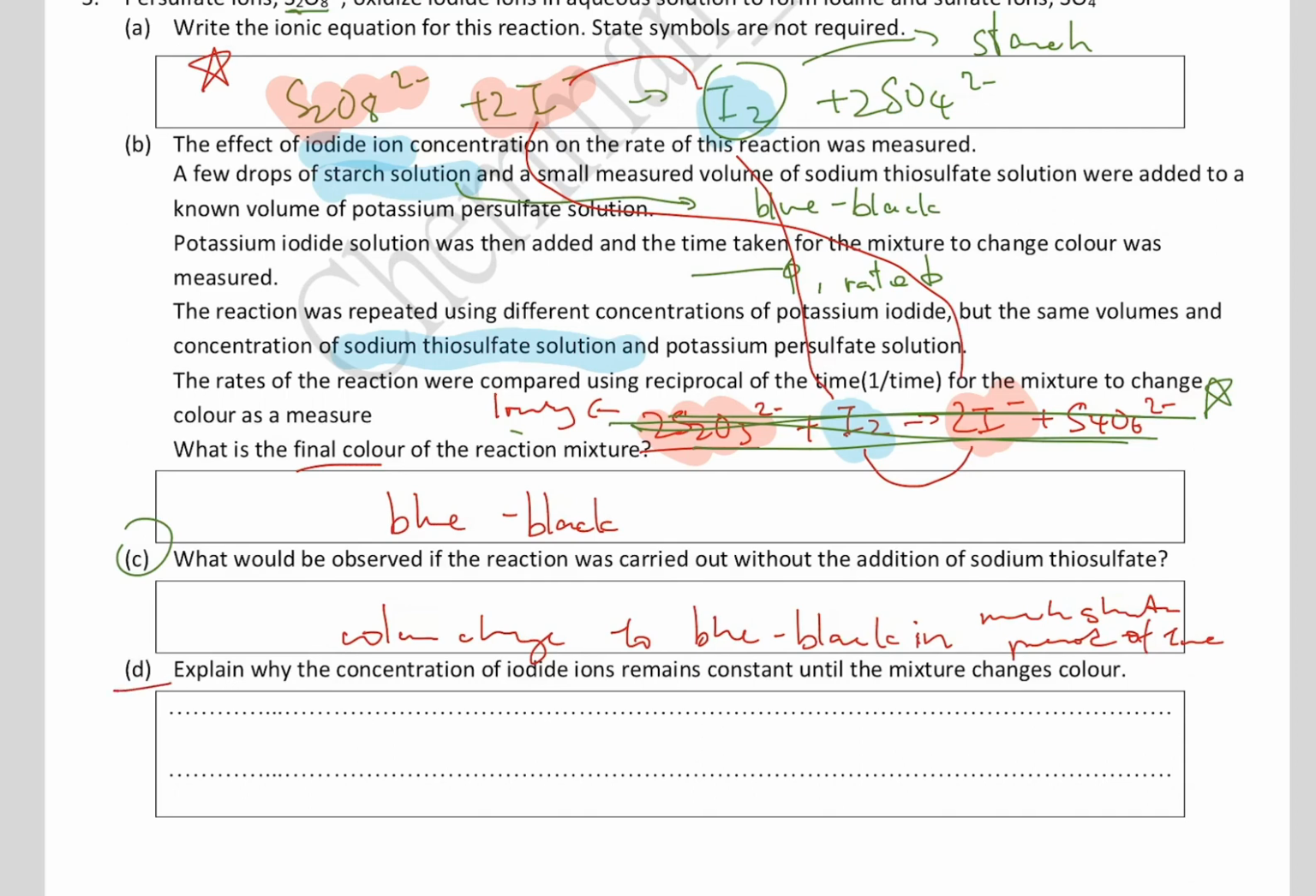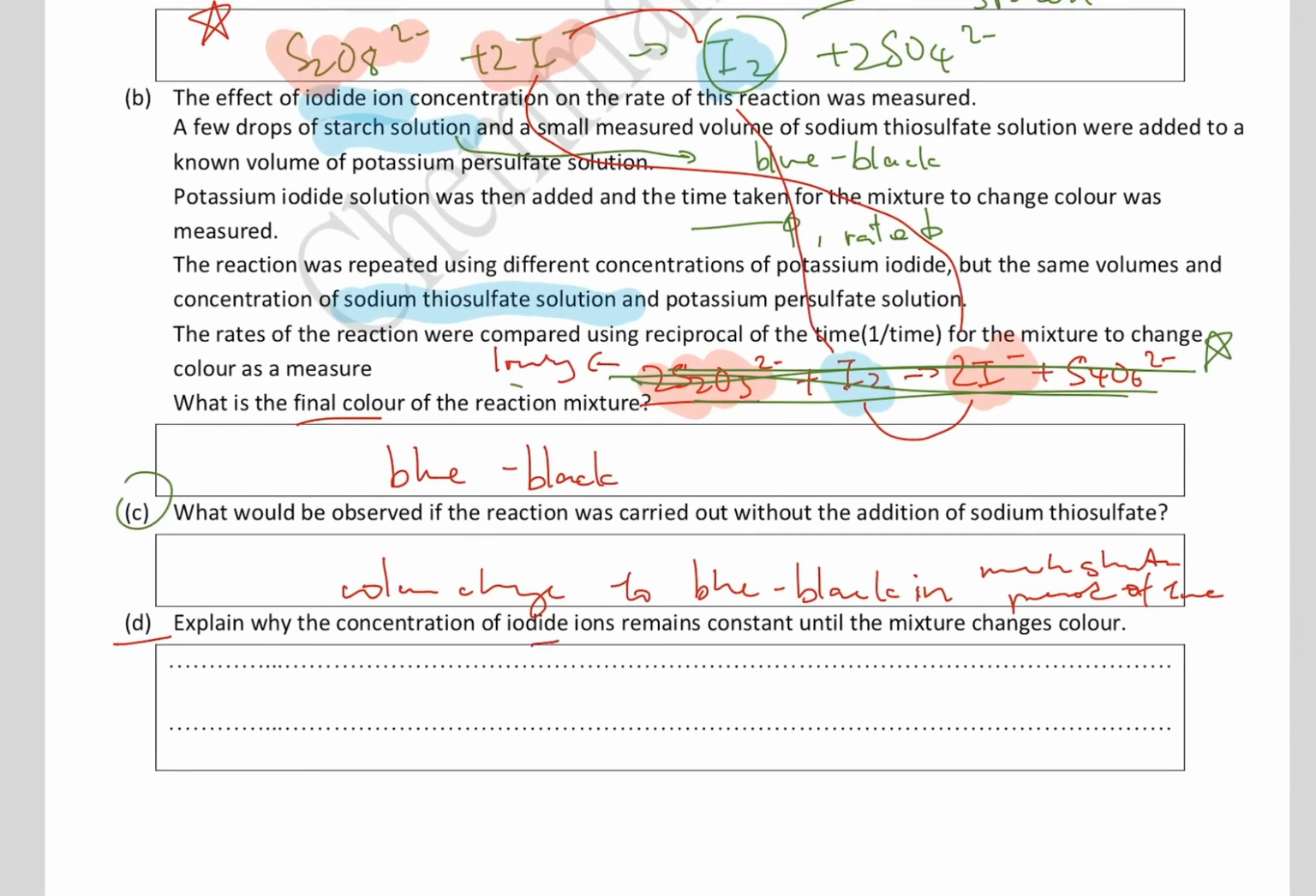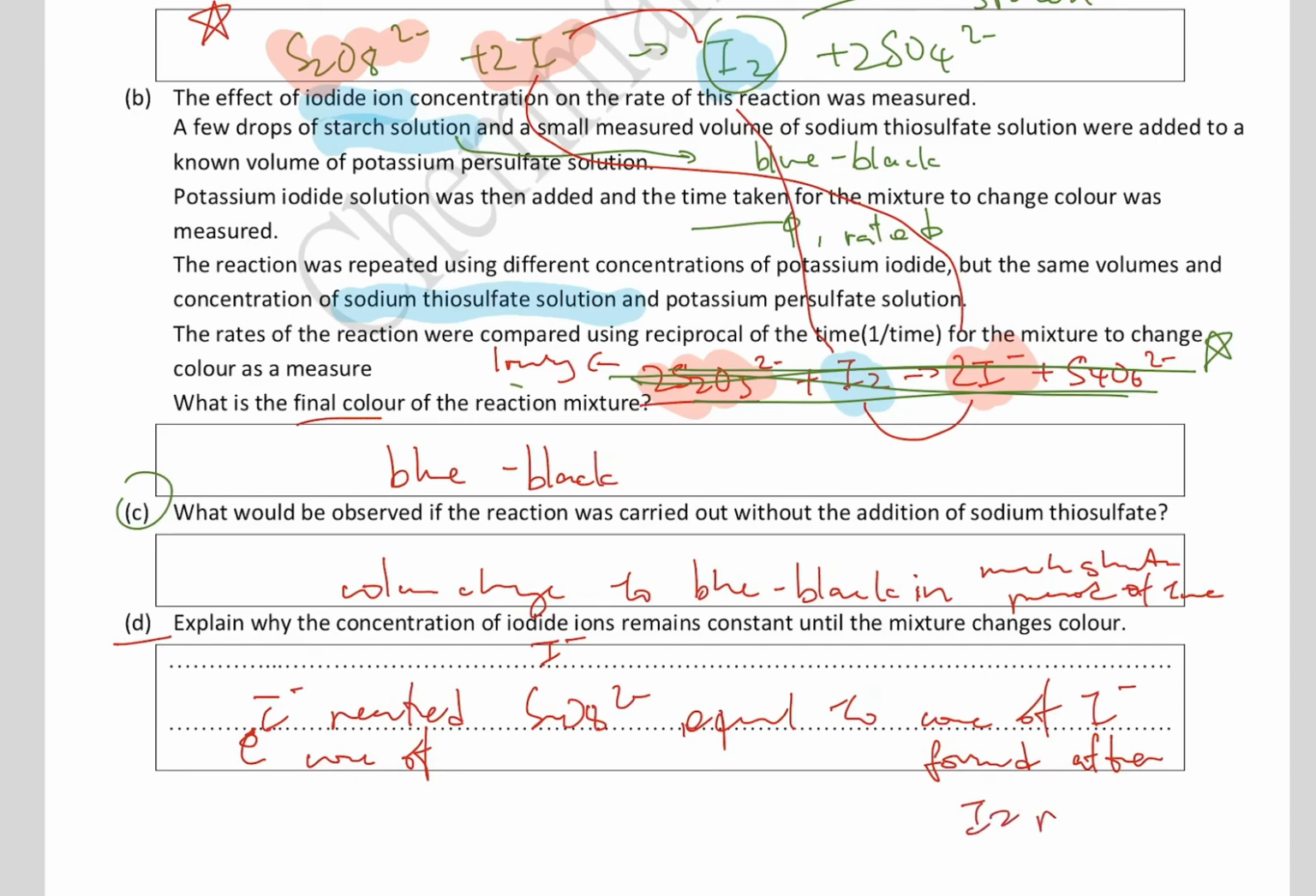Then lastly, why is the I minus ion here considered as having no change, unless they have changed color? Because the amount of I minus reacting with the persulfate is equal to the concentration of the I minus formed after I2 reacts.